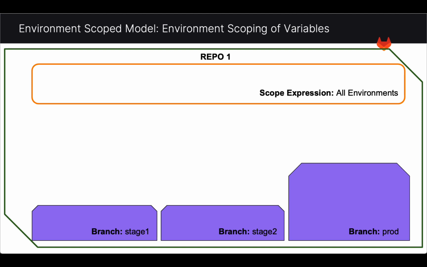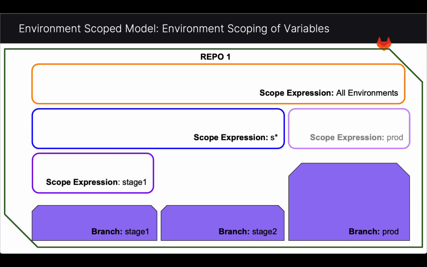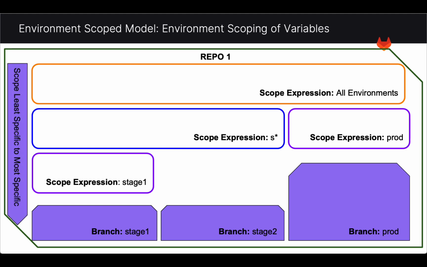So if you've never paid attention to this, you might think that when you set CI/CD variables, they're the same for everything in the repository. Well, in reality, we can set the scope expression and it can take wildcards. So I put three more things on the screen. The scope expression S star means that any environment that starts with S will get the values in there. The scope expression prod will limit itself to the production environment, and the scope expression stage 1 will limit itself to stage 1. And we have the same issue that the most specific is what ends up winning.